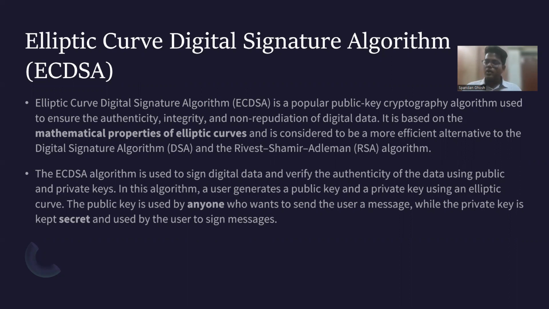The ECDSA algorithm is used to sign digital data and also to verify the authenticity of the data using private and public keys. In this algorithm, a user generates a public key and private key using an elliptic curve. The public key is used by anyone who wants to send a particular message or perform a particular transaction, while the private key is kept secret, as it is used to sign the messages.